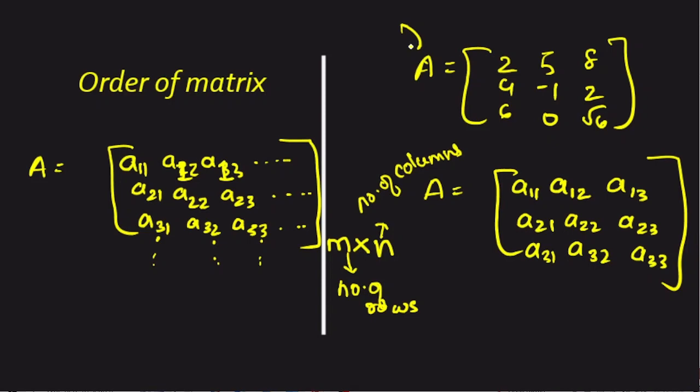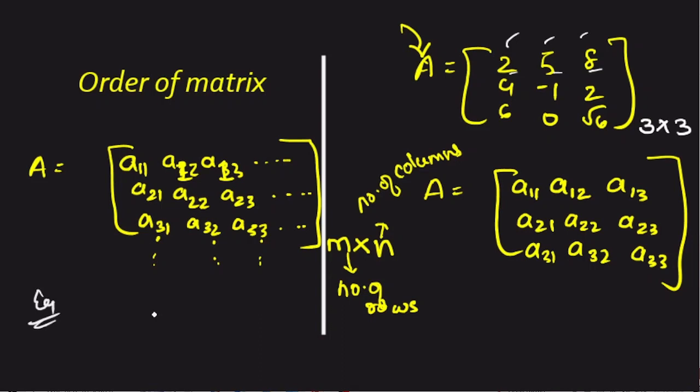For this, the order of the matrix would be: see how many rows you have and how many columns you have. 1, 2, 3 columns and 1, 2, 3 rows. So your number of rows is 3 and number of columns is 3. So this is a 3 into 3 matrix. You have to represent the number of rows and the number of columns. Another example I will give you, just you have to answer.